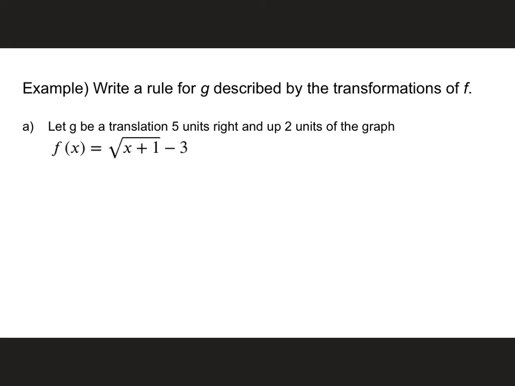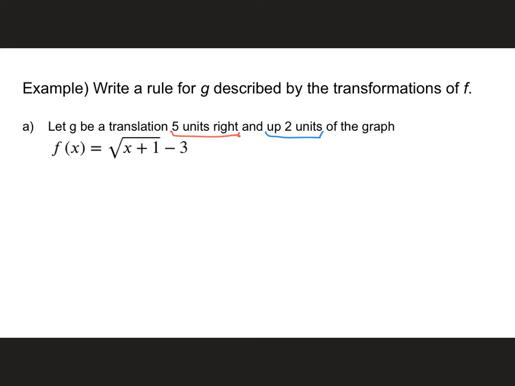Okay, now we're going to practice transforming a square root function. So in this problem, write a rule for g described by the transformations of f. So let g be the translation of 5 units right, so 5 units right, and up 2 units of the graph of f of x equals the square root of x plus 1 minus 3.